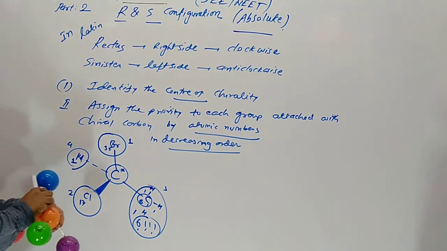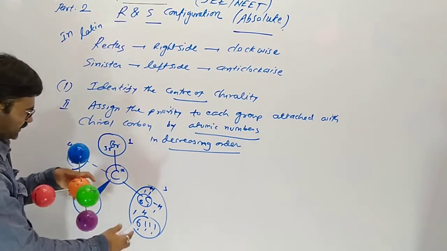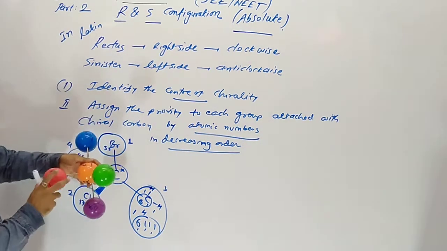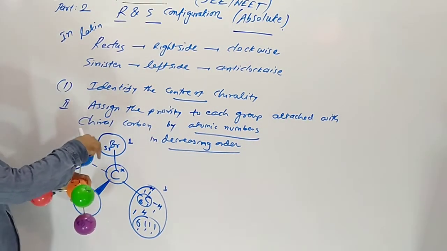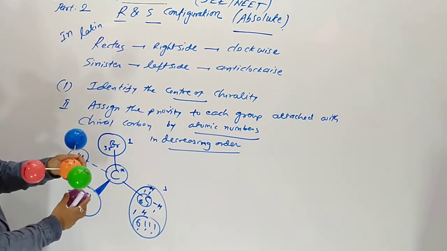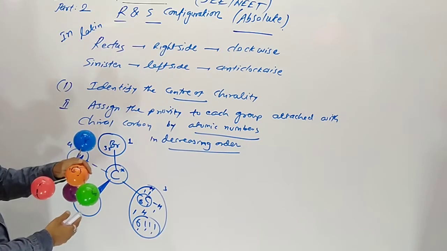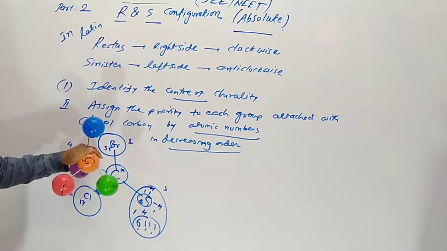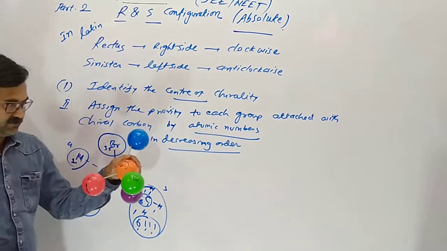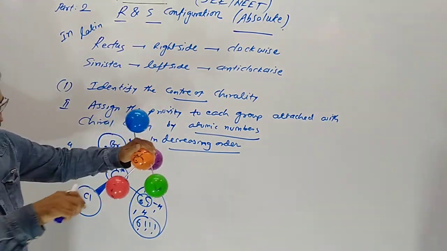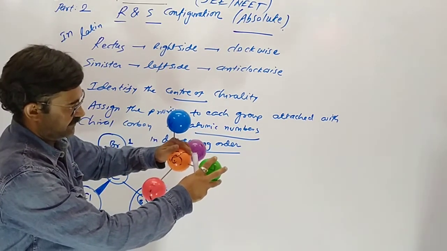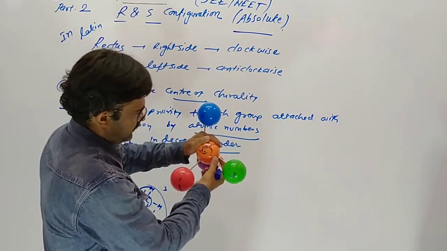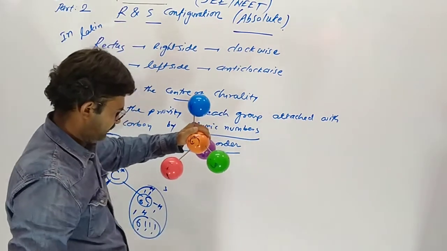Then after that we have to take it like this. Here is the methyl group, you can see. The green one is methyl. Chlorine is the red, bromine is blue, hydrogen. Sorry, this one chlorine, hydrogen, bromine and methyl. Like this. Number 4 should be behind the carbon. When we see our model, number 4 should be behind the carbon.